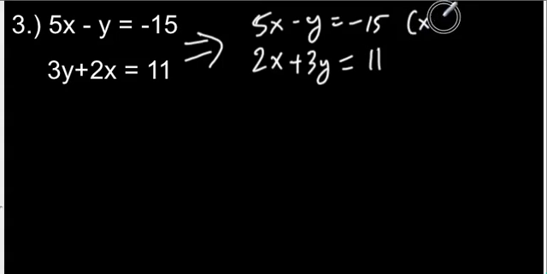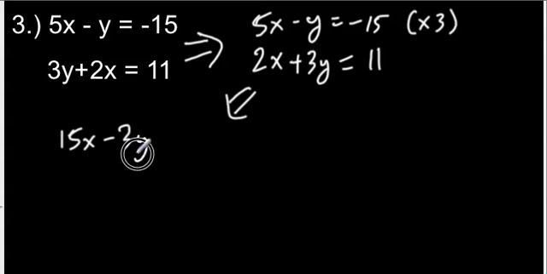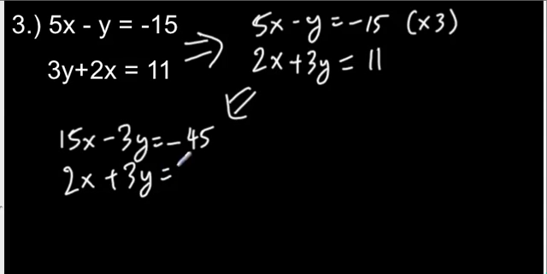Let's multiply that by 3, right? So if we do that, what do we get? We get 15x minus 3y is equal to negative 45, right? Because each of these multiplied by 3 will be what you see right here. And then the bottom one stays fixed because we have our positive 3y on the bottom. It's equal to 11.